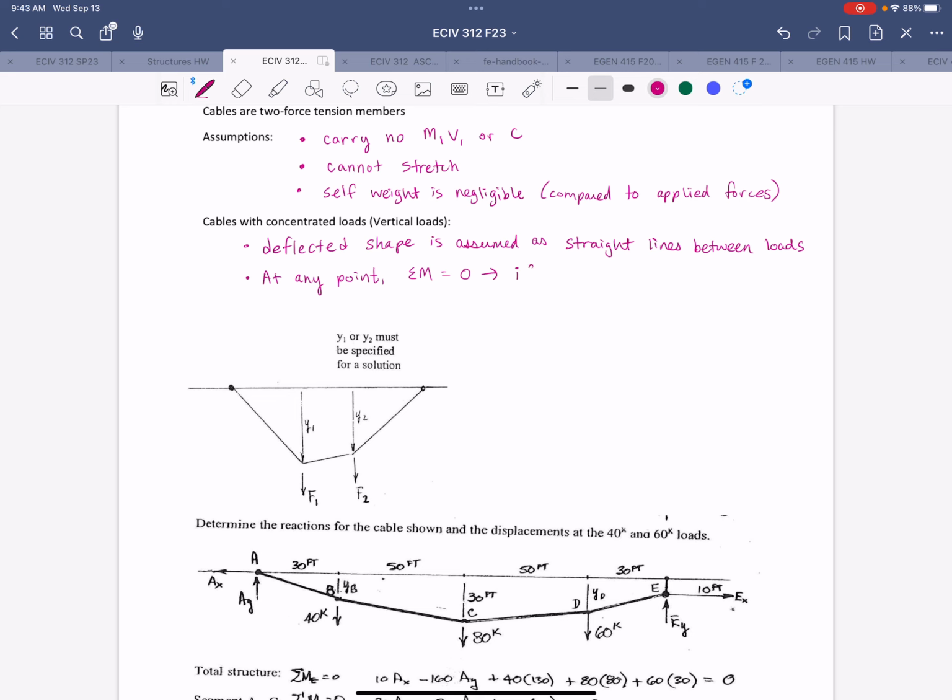So if the sag is known at one point along the length of the cable, then we can solve for the reactions and the sag at any other point.